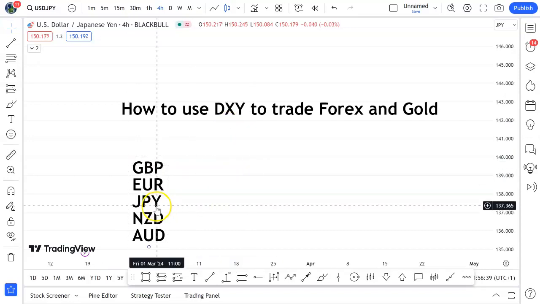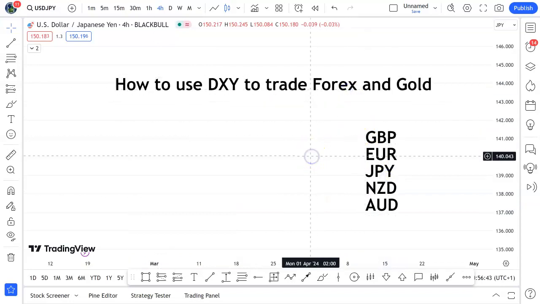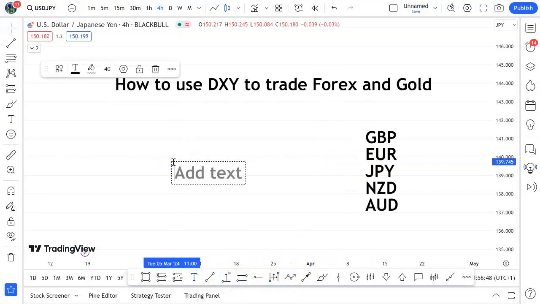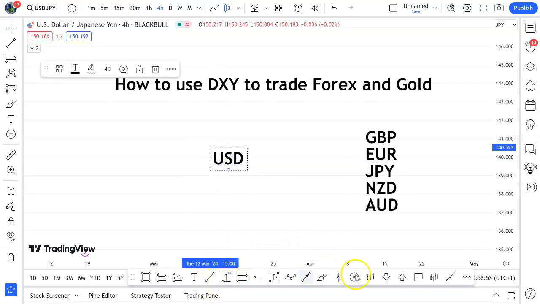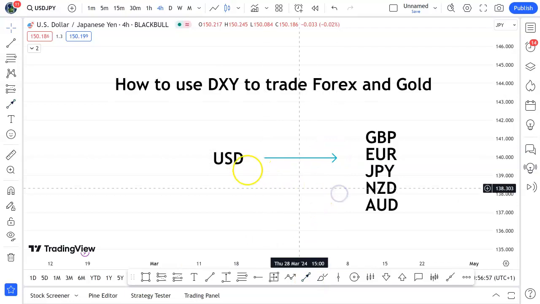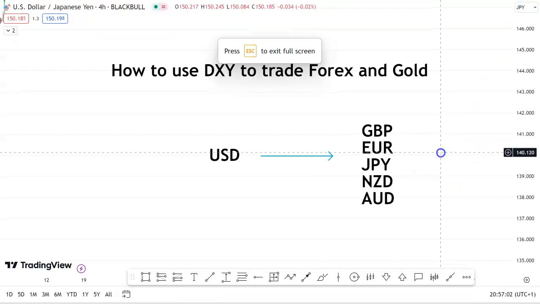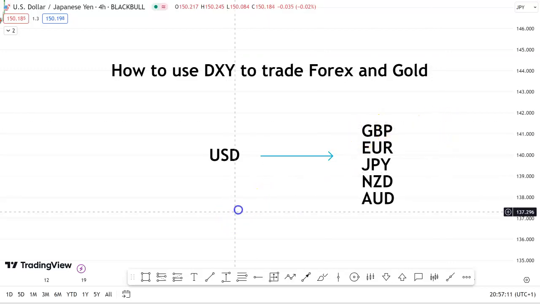So when we talk about the DXY, we are talking about the dollar being pegged against all these major pairs. Thus, we are trying to know the strength of this dollar relative to these other pairs I just mentioned, guys. Okay, so it shows the strength of US dollar in the sense that when DXY is bullish, USD is strong.